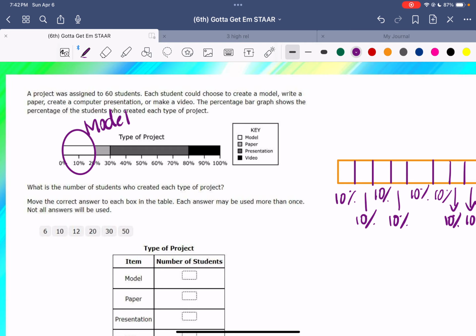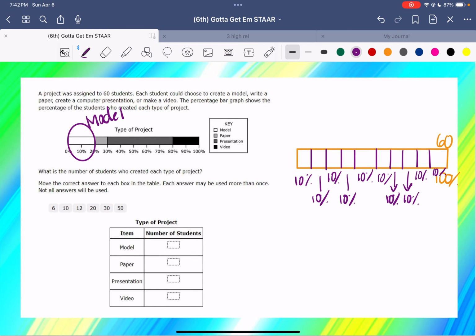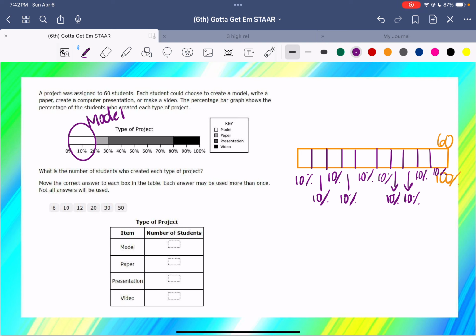And so over here, if all 10 pieces represent 60, that means each piece is 6, because 6 times 10 is 60. So we need 10%, and that's going to give us 12 for the model. You look over here, and the video is 10%, which is 20%, and we already know that 20% represents the 12.